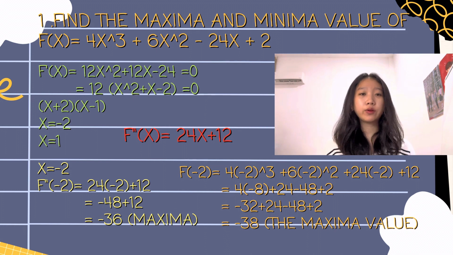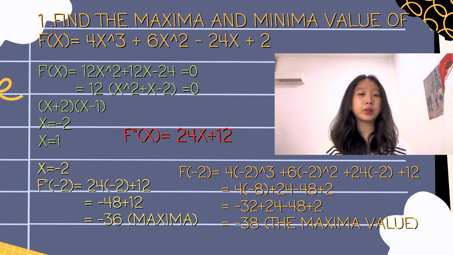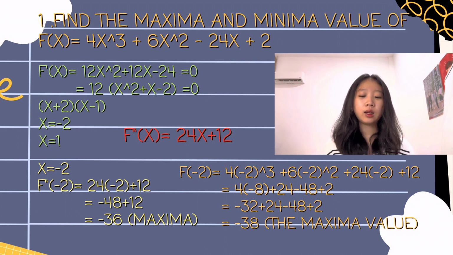For the next one, we have to find f''(x). It equals 24x plus 12. Where do we get that? It is from the derivative of f'(x). Then the x values that we found from factorizing are minus 2 and 1. For x equals minus 2, we can enter it into the function f''(x), so f''(minus 2) equals 24 times minus 2 plus 12.